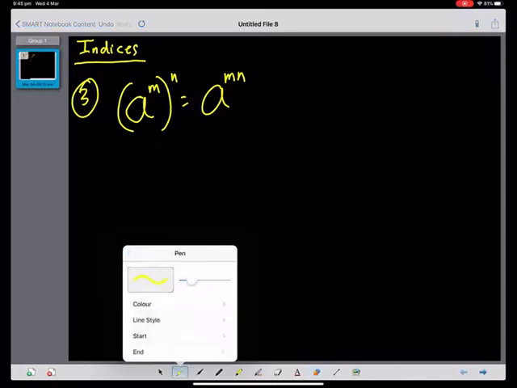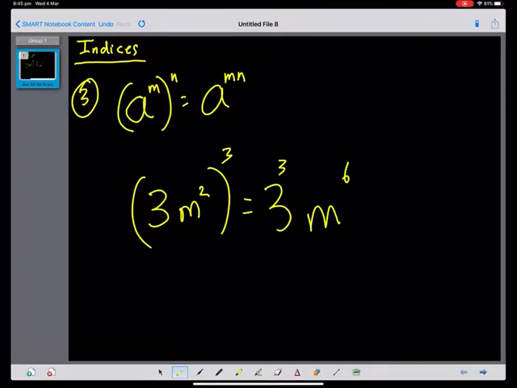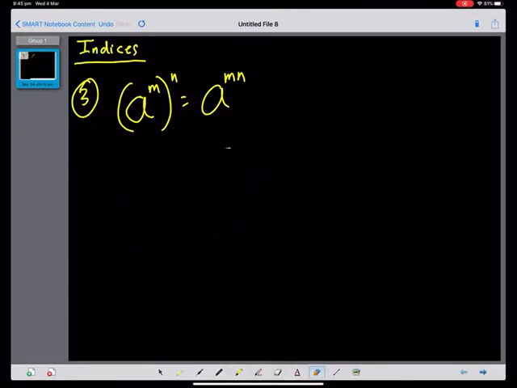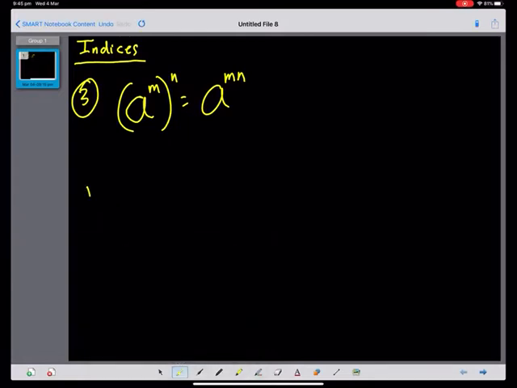Let's do 3m squared cubed. So that is the same as 3 cubed, m to the 6. 3 cubed, 3 times 3 is 9, 3 9s are 27, m to the 6. Okay, so let's do 3 examples. Pause the video and have a go.